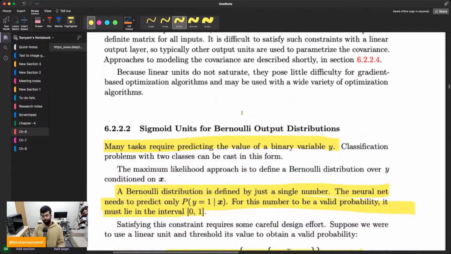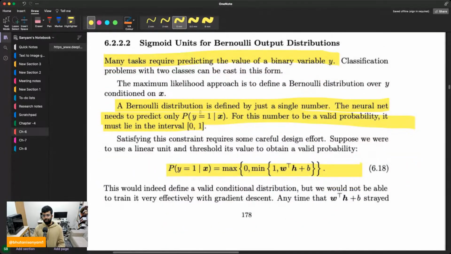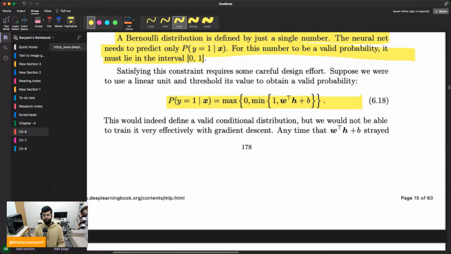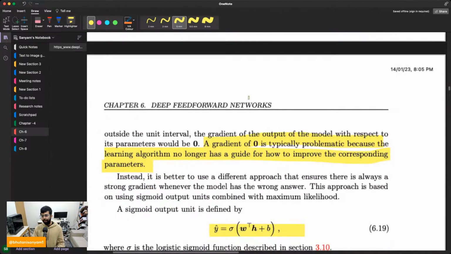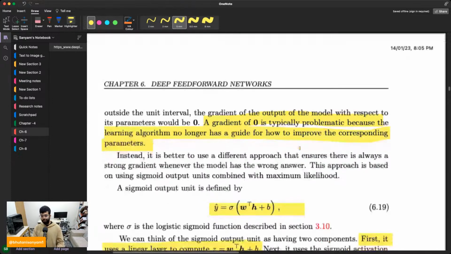Sigmoid units are used for Bernoulli distribution. And then they also remind you a Bernoulli distribution is defined by a single number. The neural network needs to predict only p, where y is equal to 1 for x. For this number to be a valid probability, it must lie in the interval between 0 and 1, both included. Then they define it mathematically, how you can satisfy this threshold. And a gradient of 0 is typically problematic because then the algorithm stops improving.